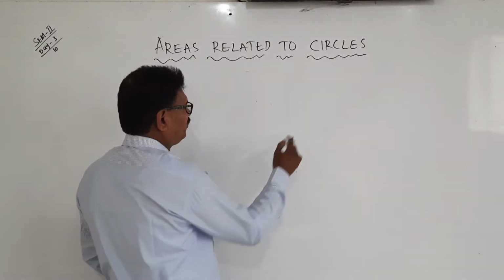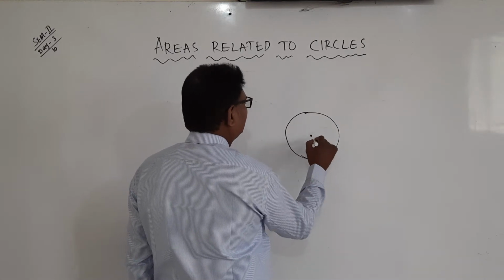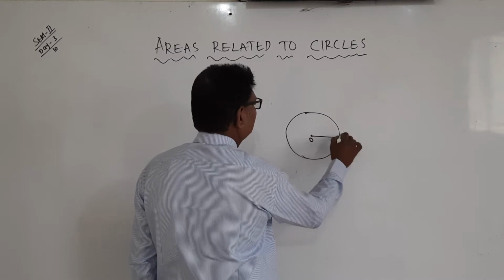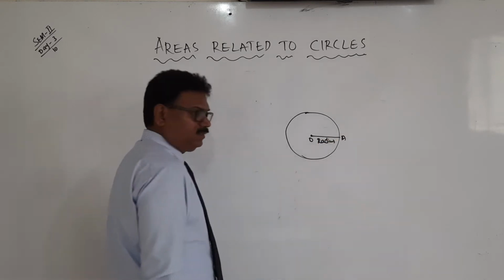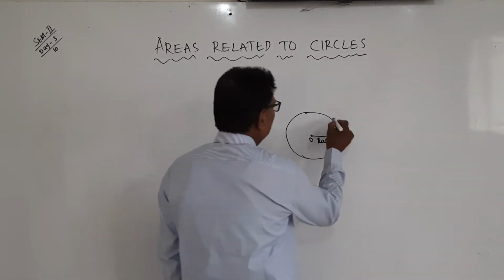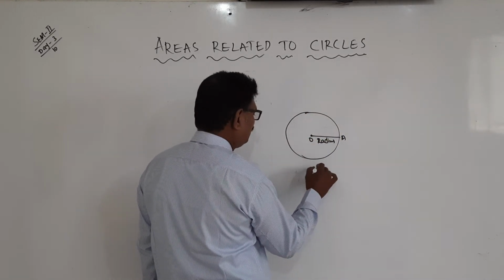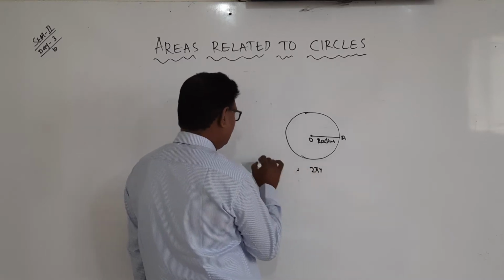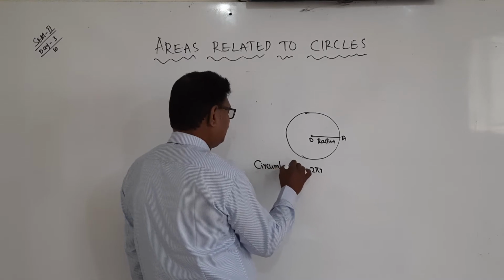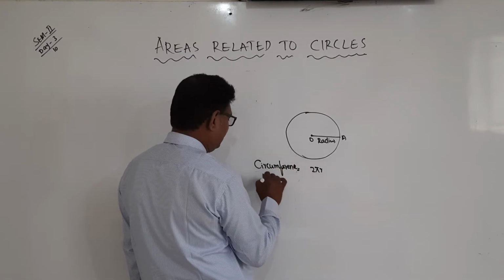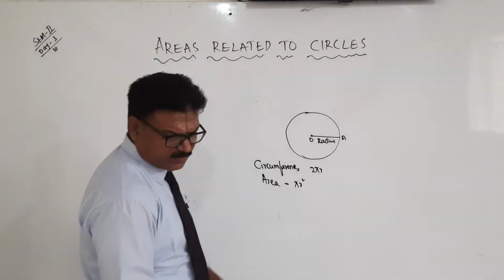Yes, we have seen, for example, like this. This is known as center. This is nothing but radius. Now, what is the circumference? Length of the circle. Length of the circle is nothing but 2 pi r. That will tell us the circumference. And the next one is area, pi r square. Very simple.